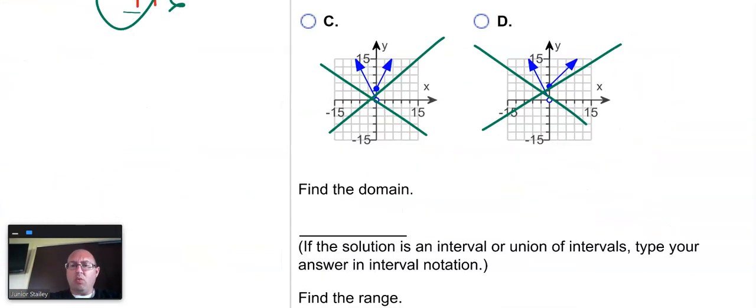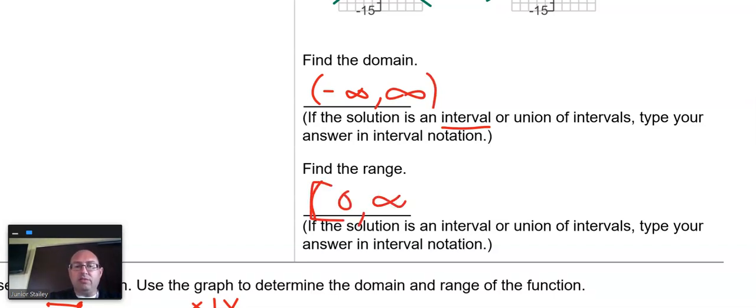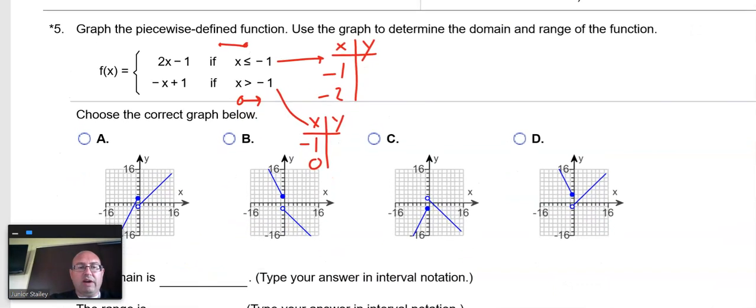Let's take a look at what they want us to use. It says, if the solution is an interval or a union of intervals, we won't get into union of intervals right now. Type your answer. So that would be negative infinity to infinity, and then bracket 0 to infinity. Okay, so you wouldn't be able to use y is greater than or equal to 0. Okay, question 5 here.